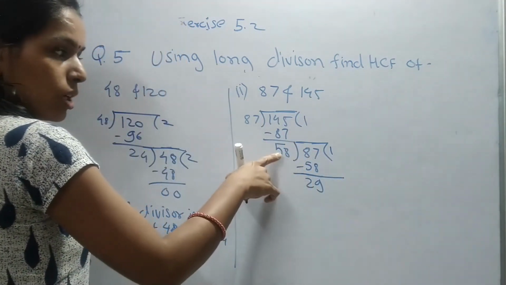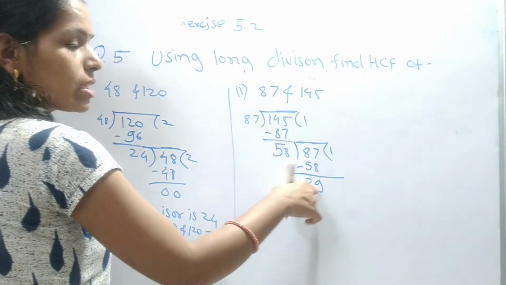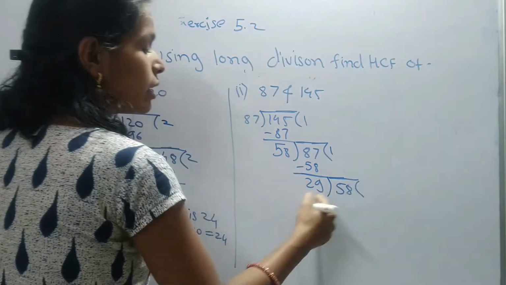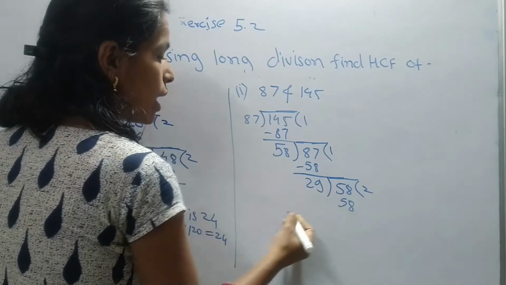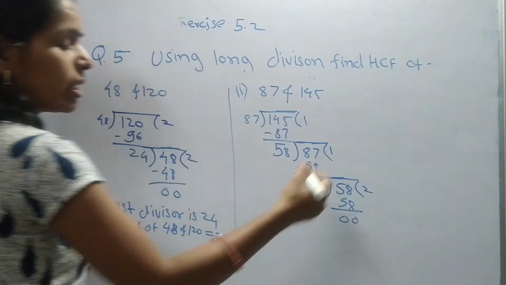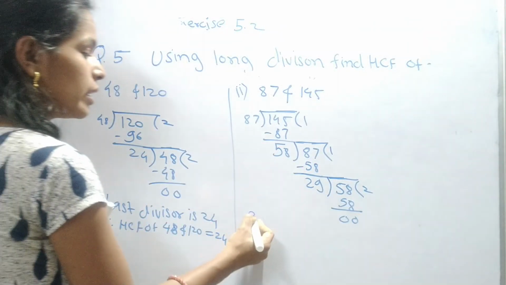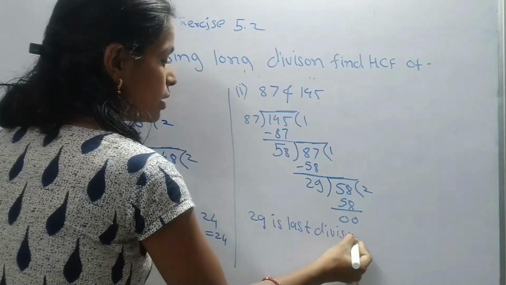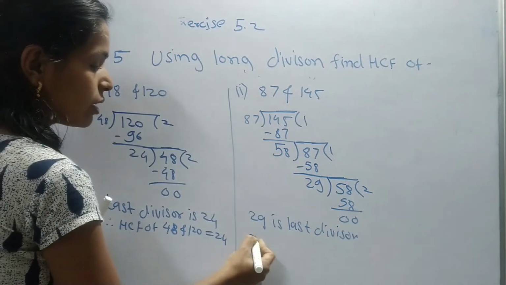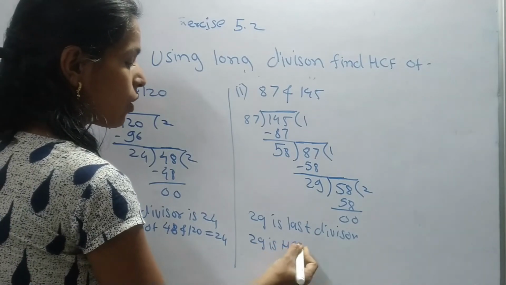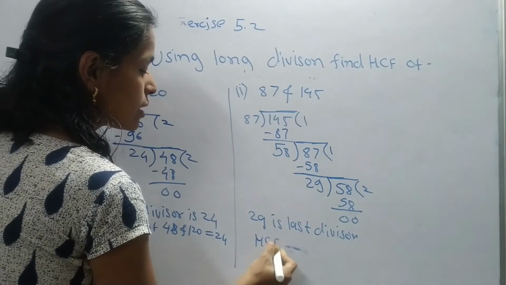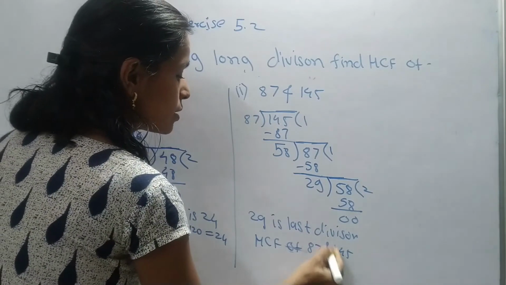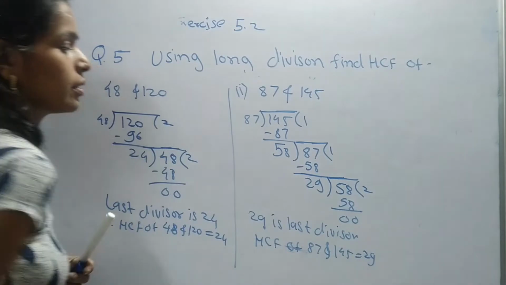Now to the previous divisor, we have to divide with this remainder. So 58 divided by 29, and we know that 29 twos are 58. So the last divisor and the remainder you are getting is 0. So 29 is the last divisor. Therefore, what are we getting? 29 is the HCF of 87 and 145 is equal to 29.